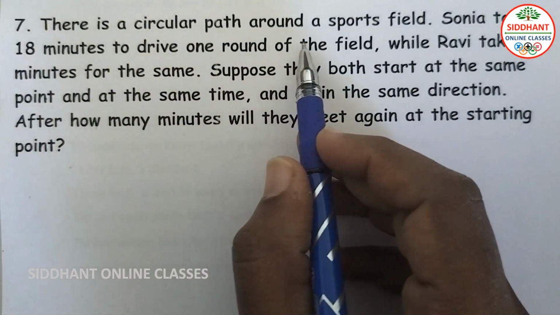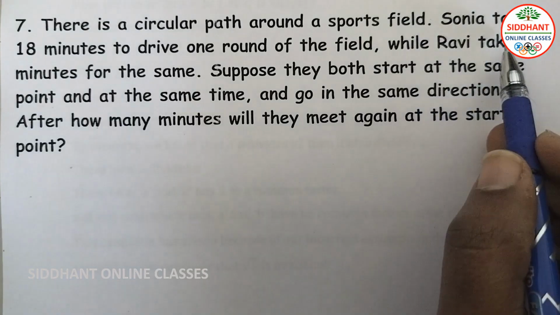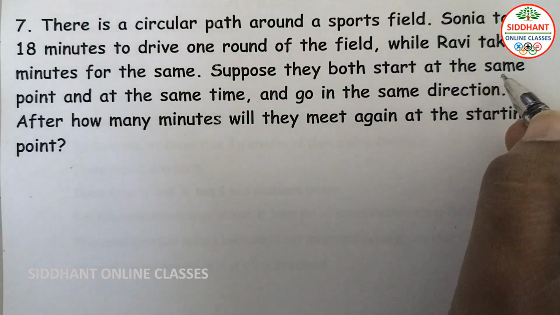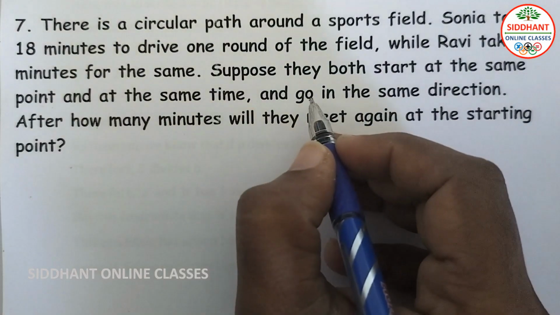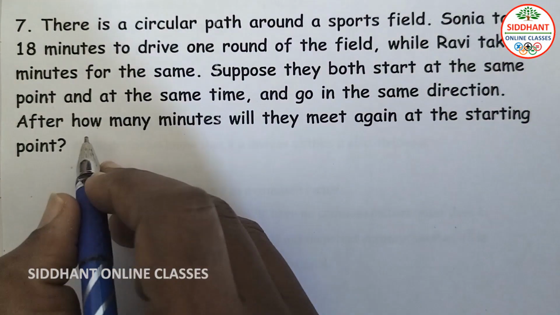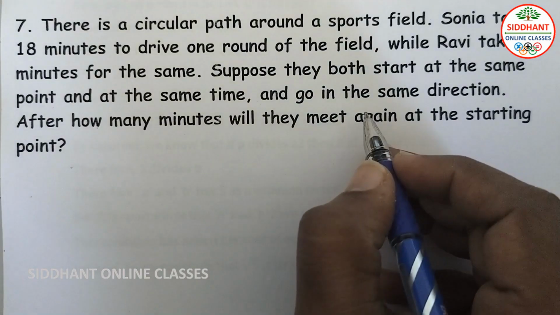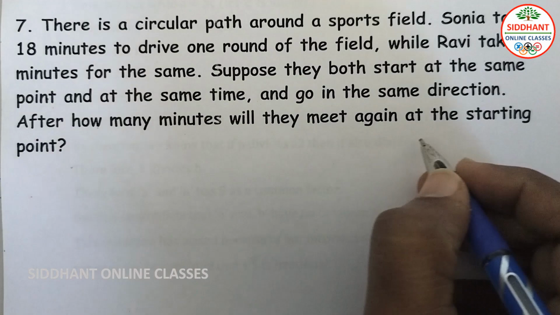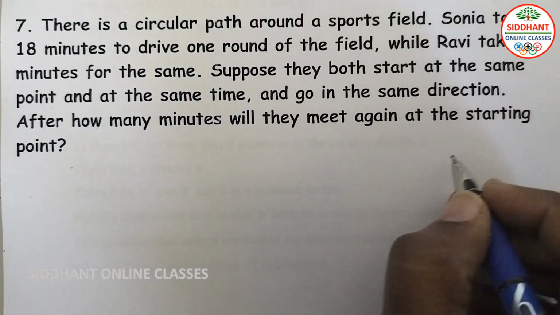Question number 7. There is a circular path around a sports field. Sonia takes 18 minutes to drive one round of the field, while Ravi takes 12 minutes for the same. Suppose they both start at the same point and at the same time and go in the same direction. After how many minutes will they meet again at the starting point?